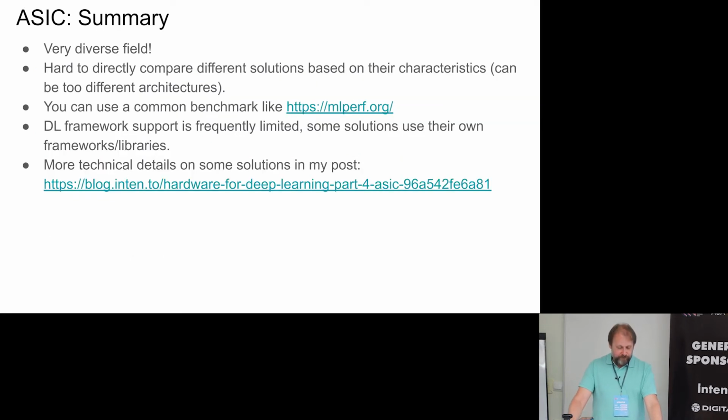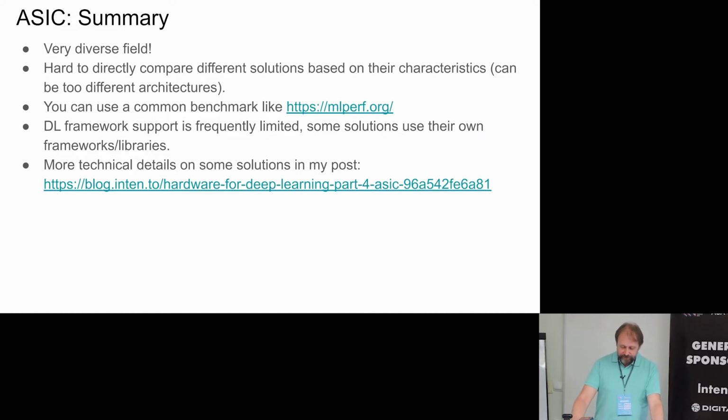Yeah, and the problem with ASICs is that it's a very diverse field, and it's hard to compare different solutions, and it's impossible to compare by numbers, because these numbers typically do not mean anything important for you. You need a benchmark, and it's great that we finally have a common benchmark. It's called MLPerf, and in MLPerf you can compare different solutions on typical problems like ResNet training or transformer training and something like this.